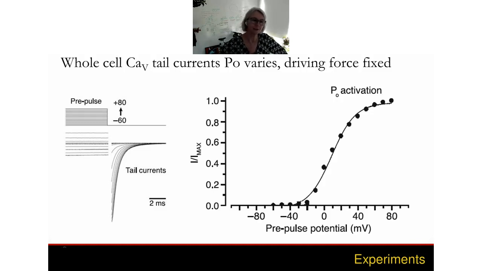And so you can see the tail currents are plotted here, and that allows us to extract the channel open probability according to the pre-pulse potential. So that's what's plotted here. And so the idea is that with different pre-pulses, the channel is opening more and more as the membrane voltage is being more and more depolarized. There are two things that are working in concert during the pre-pulse.